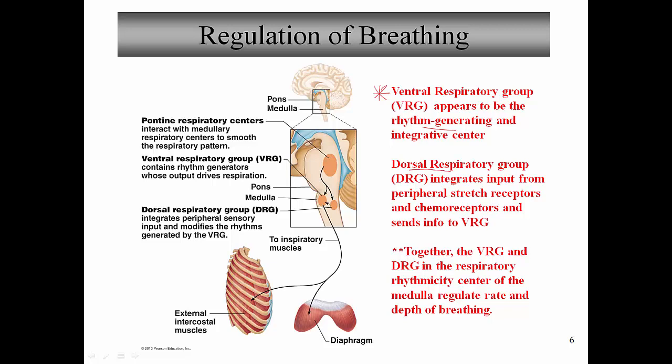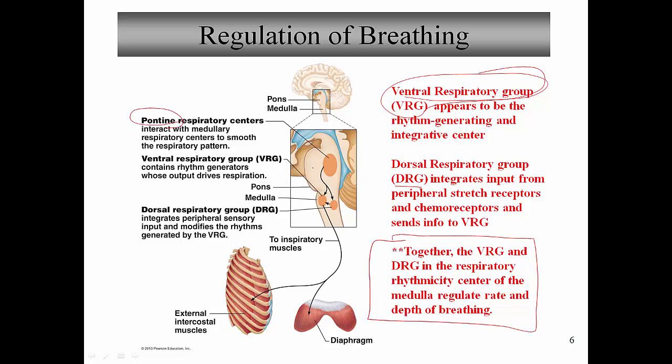On the other hand, the dorsal respiratory group is thought to integrate input from different things in the body and send that information to the ventral respiratory group to modify how it works. So it's believed now that the ventral respiratory group is the one that controls normal rhythmic breathing, while the dorsal respiratory group is the one that can modify that normal rhythm to suit different circumstances. Together we can say that the VRG and the DRG basically regulate the rate and depth of breathing in different circumstances. And you can see what we refer to as the pontine respiratory center. This is the one that we talked about before as the pneumotaxic area.